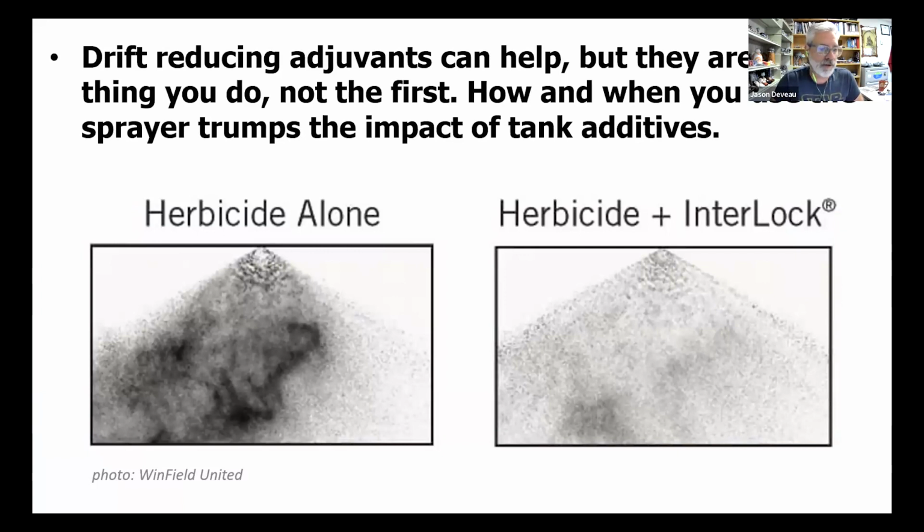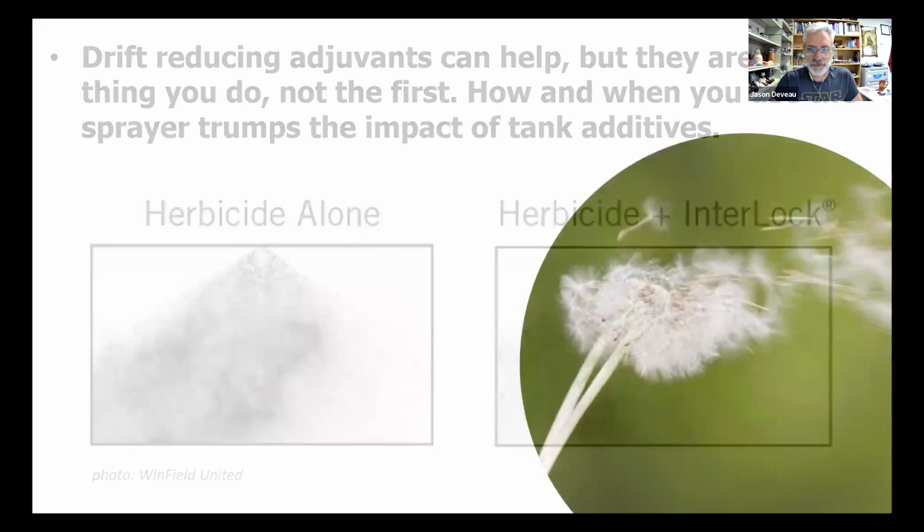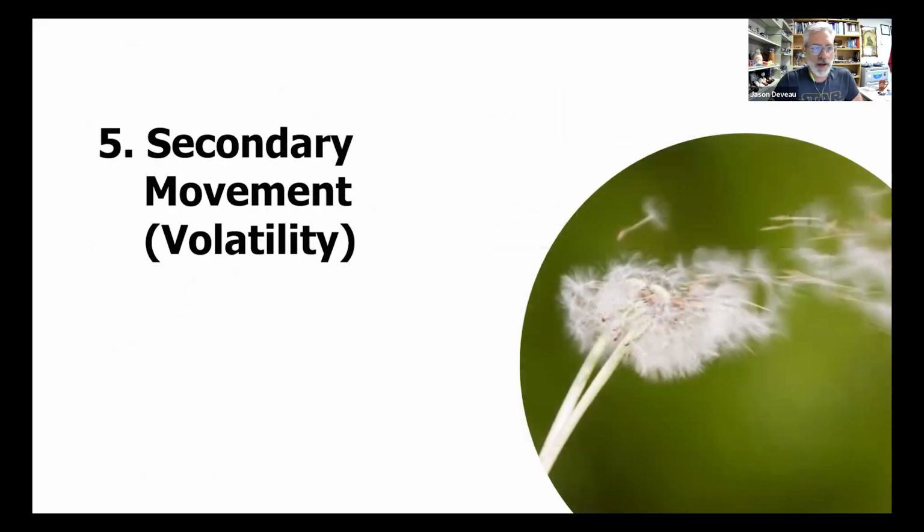The point of this is adding an adjuvant, a drift reducing adjuvant to your tank is the last thing you do. You deal with the weather, you deal with your mechanical technologies, you deal with how you're using the sprayer, boom height, travel speed, droplet size. Do all that first. And this is the sprinkle on the donut. It is not the first thing you do, it's the last. Okay, we're doing well.